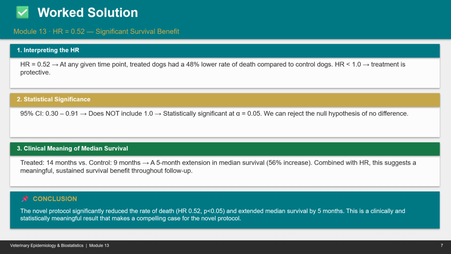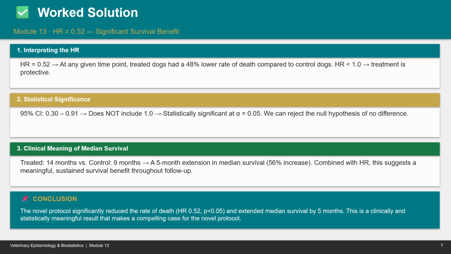Let's go through each question. First, the HR of 0.52. Since it's less than 1, the treated group had a lower rate of death. Specifically, at any given time point, treated dogs were dying at 48% the rate of control dogs, or equivalently, the treatment reduced the death rate by 48%.